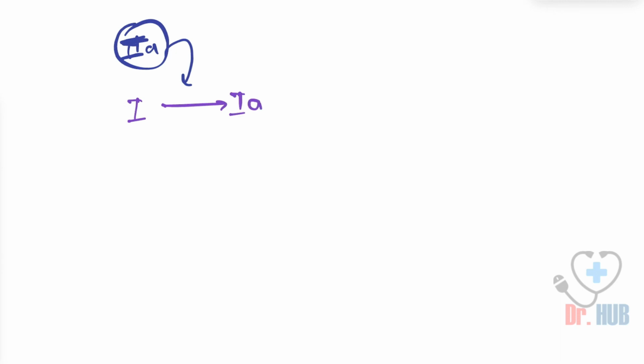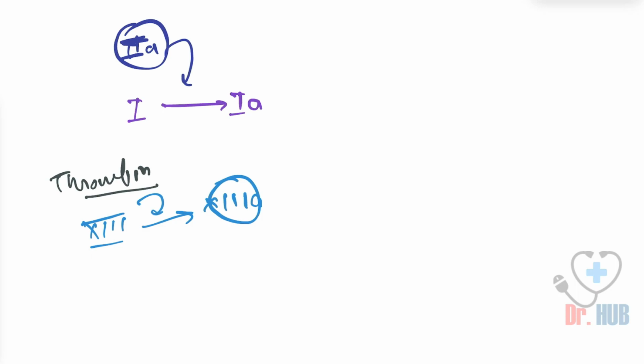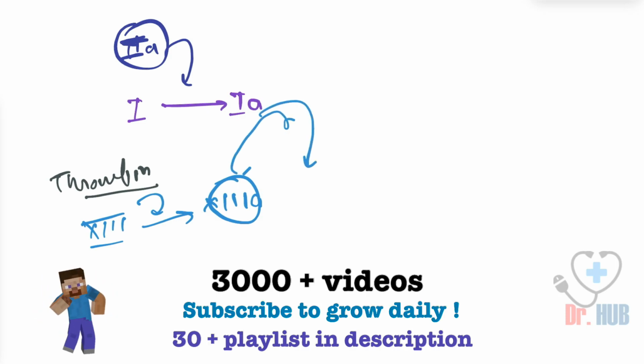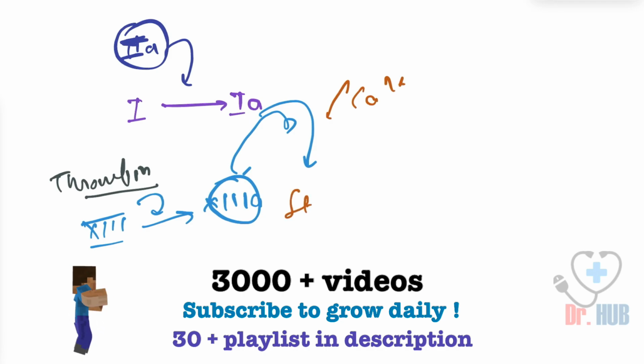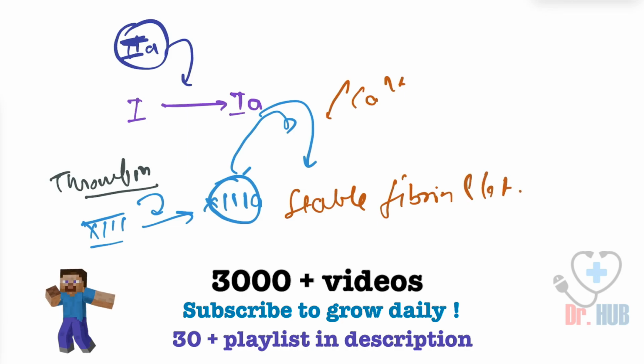Next, there is another role of thrombin. Thrombin helps in the conversion of 13 to 13A. So this is what the thrombin does. After this, the thrombin acts on 1A, and after acting on 1A, along with the calcium, it forms a stable fibrin clot. A stable fibrin clot is formed.